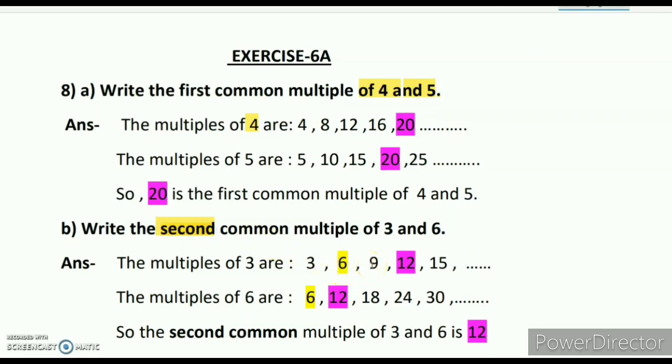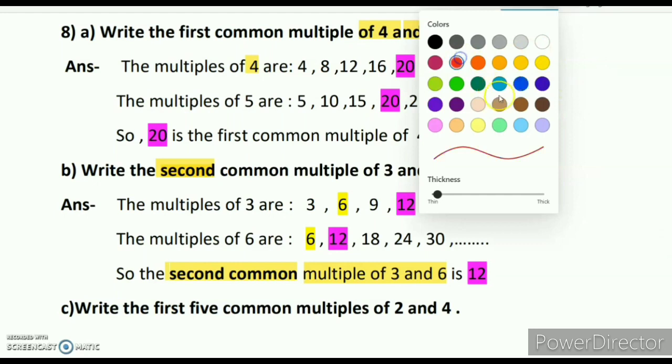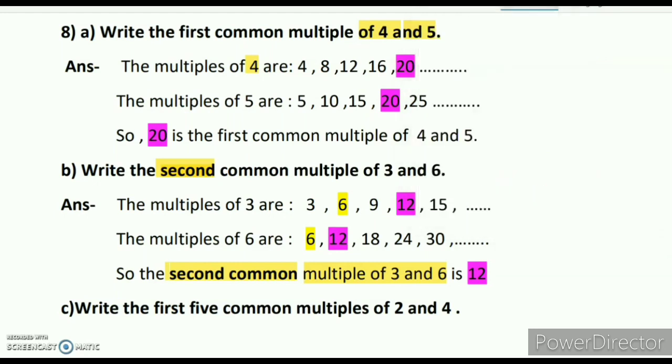Is it 9? No, 9 is not coming in multiples of 6. Is it 12? Yes, it's 12, because 12 is there in multiples of 3 and also in multiples of 6. So what is our answer, children? The second common multiple of 3 and 6 is 12, children. If the first common multiple had been asked, the answer would be 6, but in our question it's the second.